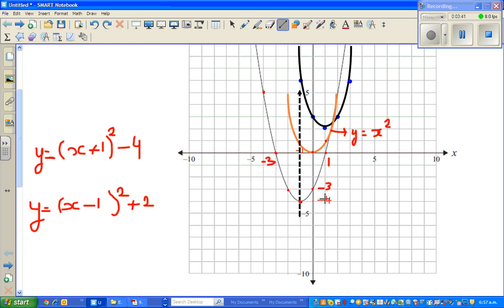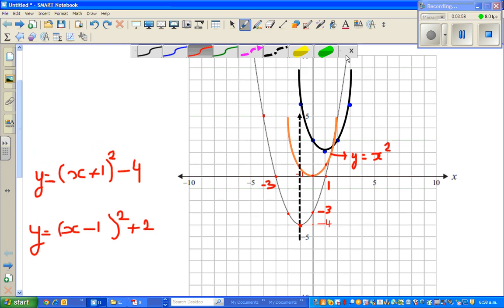And this is the line of symmetry. So if you know this point, this point is symmetrical to this. If this is 1 across, this is 1 across. This is 2 across, this is 2 across. The next point, if you go 3 across, you have to go 9 up. So from negative 5, you have to go 9 up. That means it will take you to 4.